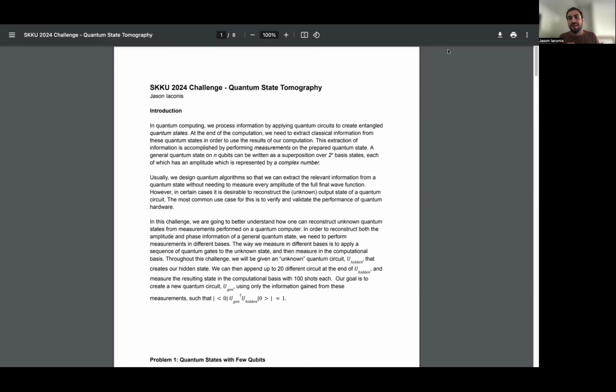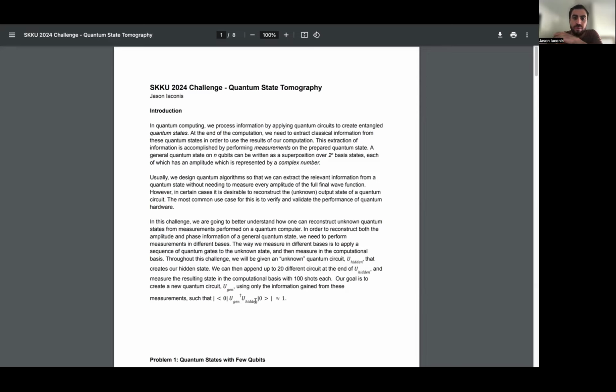The way that we measure in different bases in quantum computing is that we apply an extra circuit at the end of our circuit that prepared the state, which will rotate into a different basis. And then we again measure in the computational basis and get a series of bit strings. And so by taking a series of shots from circuits that are measured in different bases, we could actually reconstruct the entire wave function. And when I say reconstruct the wave function, I mean this.